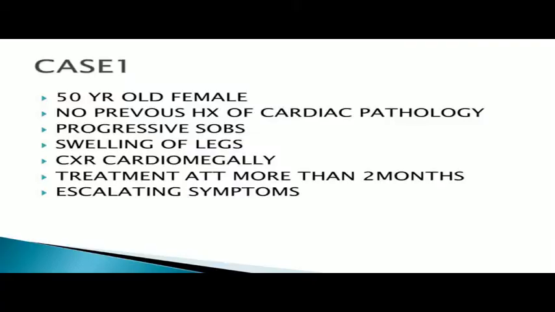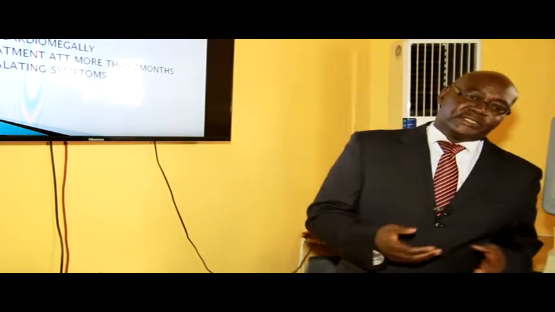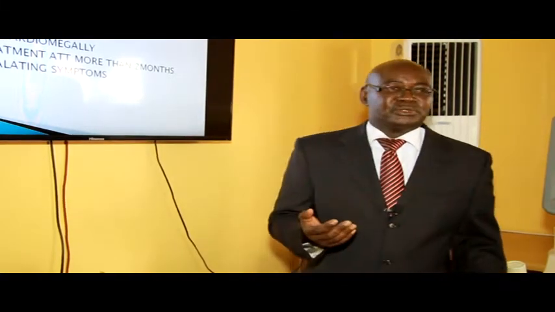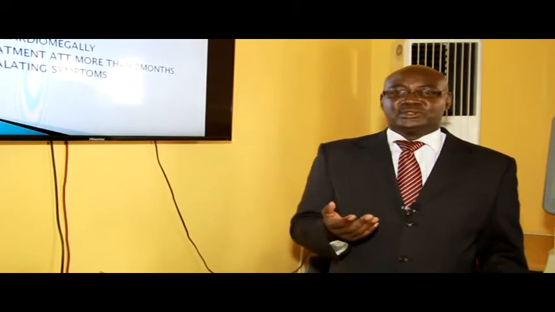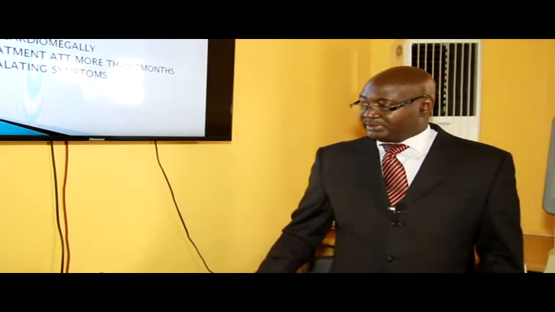So this is a case from our own practice here. She was a 50-year-old female with no history of heart disease, who was brought to us with a progressive history of shortness of breath. She had swelling of the legs. The X-ray showed an enlargement of the cardiac shadow. The symptoms were worsening, and she was being treated for TB. After TB treatment for 2 months, the symptoms were getting worse and worse. An echo had not been done. So when we did an echo, this is what we saw.